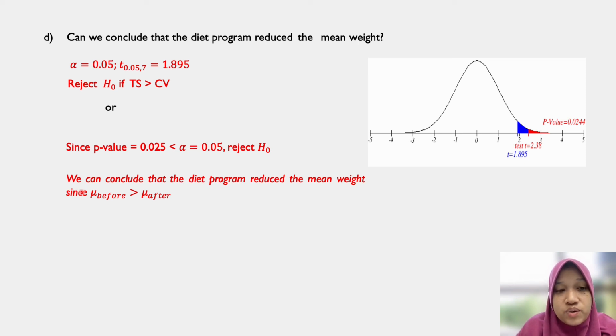So what can we conclude here? We can conclude that the diet program reduces the mean weight. In other words, we can say that the weight before the dietary program was greater than the weight after the dietary program, meaning that the dietary program was a success in reducing the weights of the teenagers.